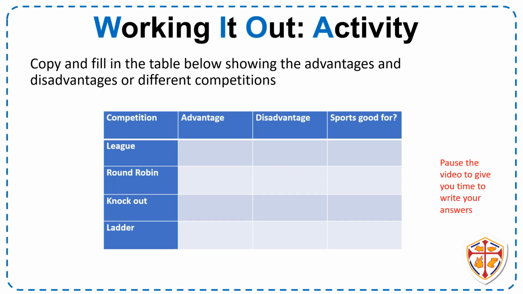What I need you to do now is copy the table showing the advantages and disadvantages of different competitions. Fill in the gaps as best you can. Try to get 2 advantages and 2 disadvantages to each competition to push yourself that bit further. Think about your knowledge of sports you've played, teams you've been involved in. If you wish to have an example, go on to the next slide and it will give you an example of league if you're not sure what to do. If you feel quite confident, try and complete the whole table yourself without going on to the next slide. Press pause now.